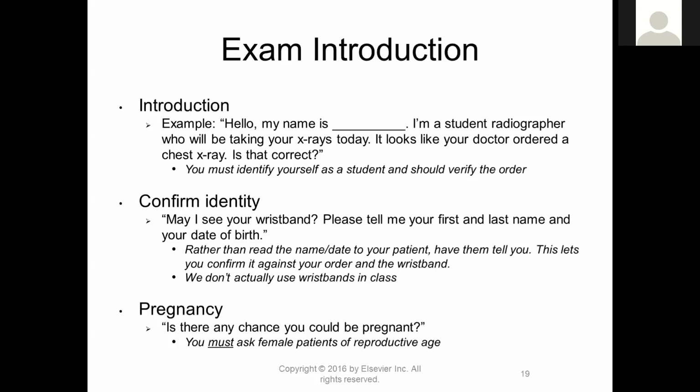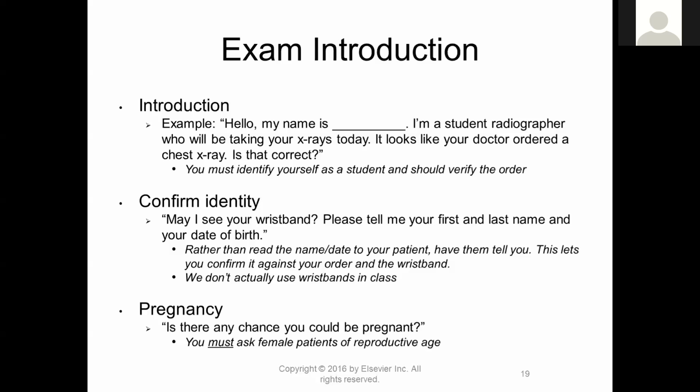And I strongly recommend that you have your patient tell you their name, first and last, and their date of birth. In this case, see your wristband, please tell me your first and last name and your date of birth. You don't want to be looking at your order and just read your patient's name to them. You want them to read it to you and confirm against your order that it is the correct patient.